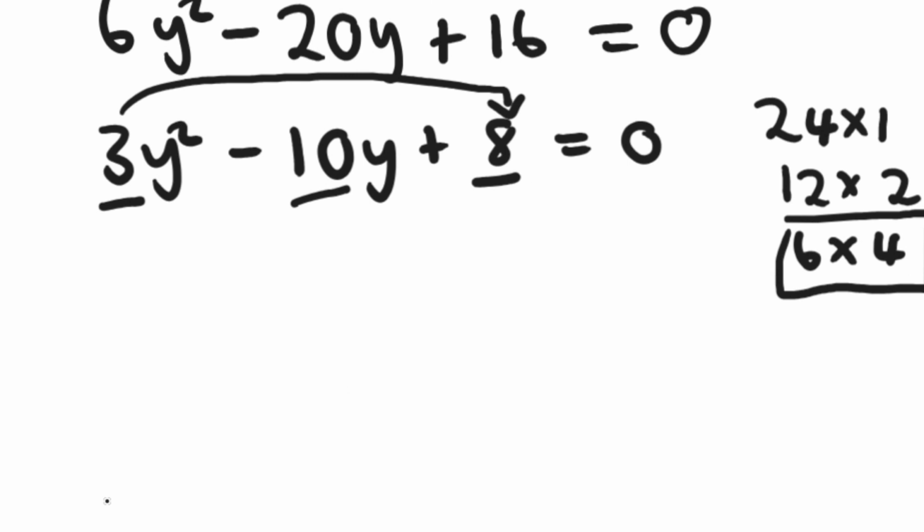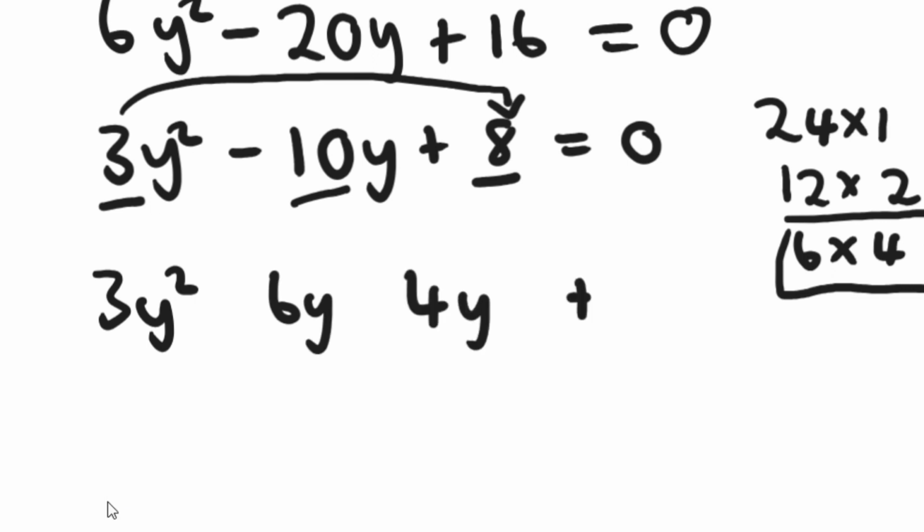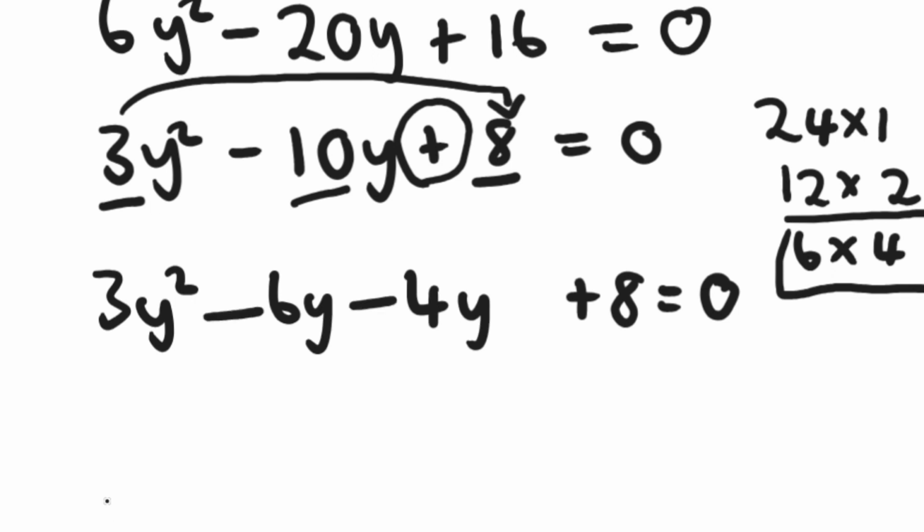So we want to write 3y squared, and then we want to write 6 next to 3. So we can write 6y and then 4y plus 8 equals to 0. Now, 6y and 4y, they have the same signs because of this positive sign. And the signs are both negative because of this negative sign right there, okay?